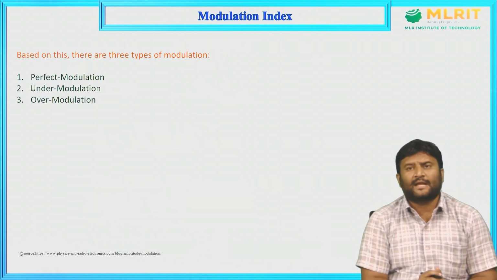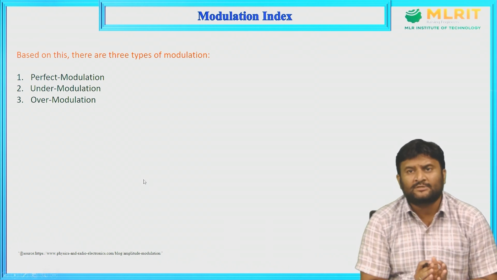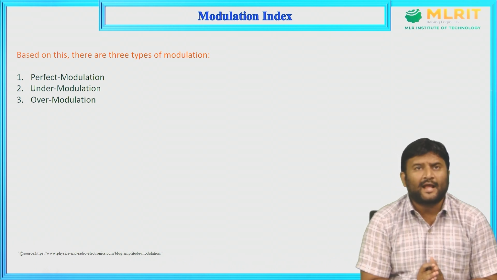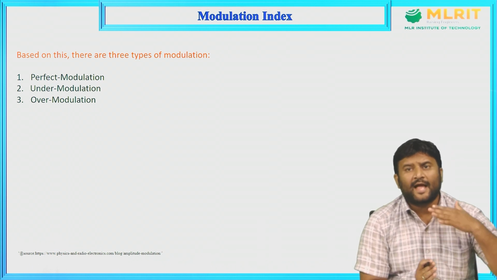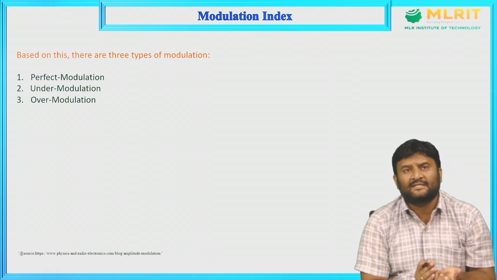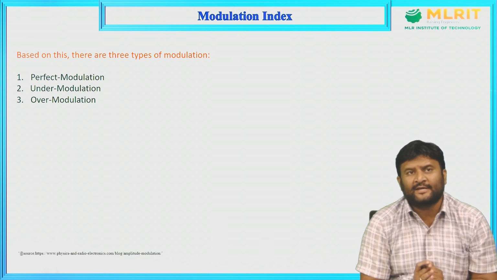What are the different types of modulation index? Up to now we discussed what is modulation index, the ratio of the maximum amplitude of the message signal and the carrier signal. Then that should be equal to mu or m is equal to A maximum minus A minimum by A maximum plus A minimum. Right now, based on the amplitude levels of the carrier signal and the amplitude levels of the message signal, there are 3 types of modulation indexes.